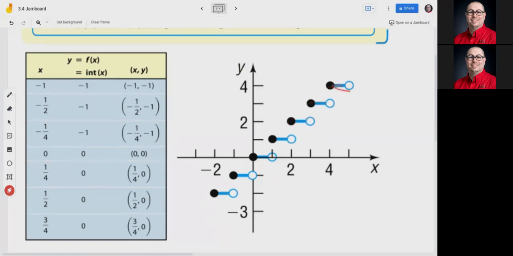And it's going to repeat that. So remember, these open circles mean that it's not actually equal to that point. It just goes towards that point. Like it's approaching that value, but then it jumps up to this filled in circle here.